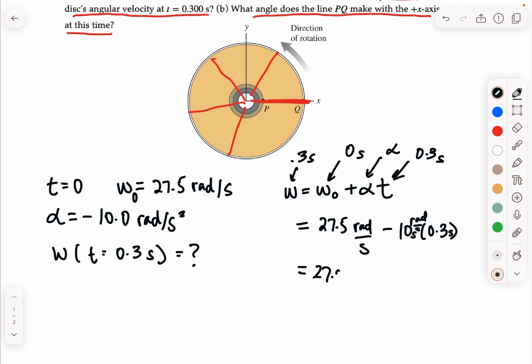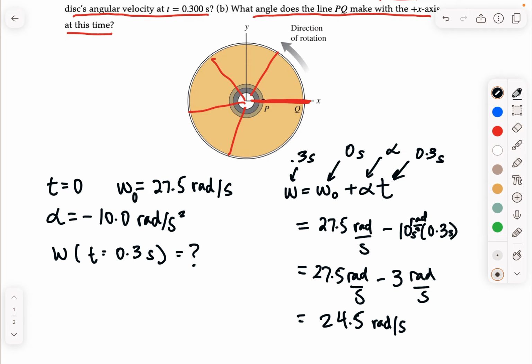So we're going to have 27.5 radians per second minus 3, right? 3 radians per second, because once I multiply the seconds, I'm going to drop one of the seconds in the units. So 24.5 radians per second. That is going to be the angular velocity at 0.3 seconds.